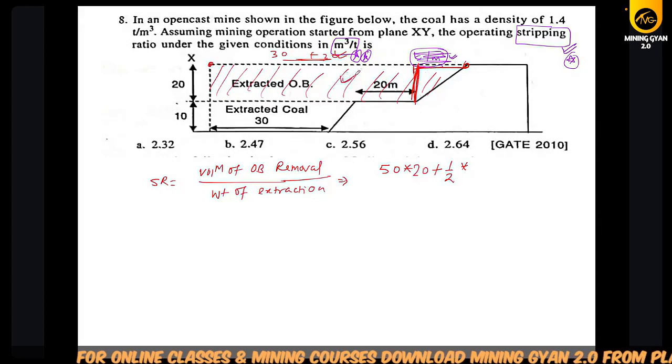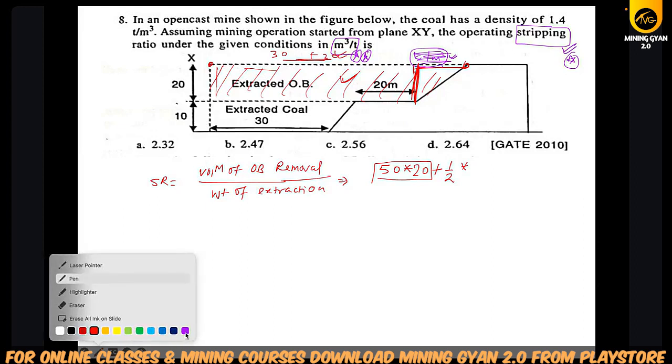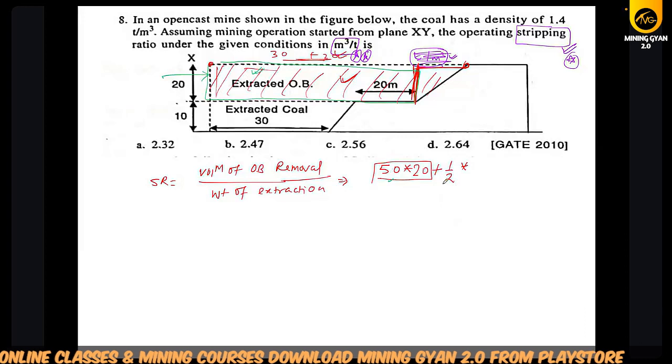To find out the area of this OB, this is 50 into 20. I will explain to you, wait. Suppose you want to extract this OB, so to find out the area, you have to use the area formula. This is a rectangle, which is 50 multiplied by 20.